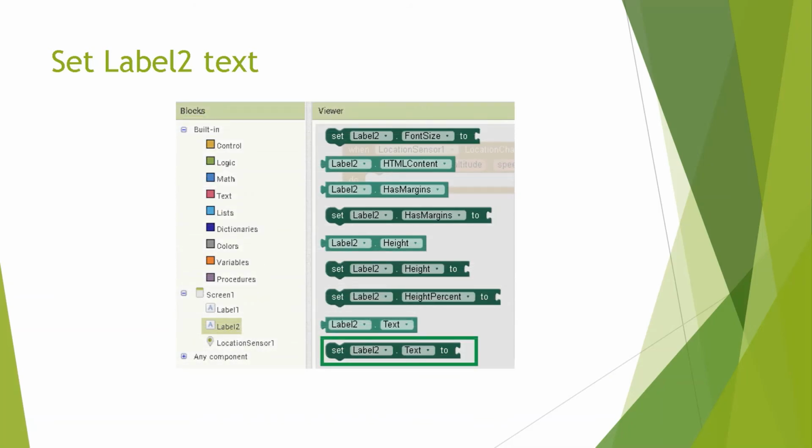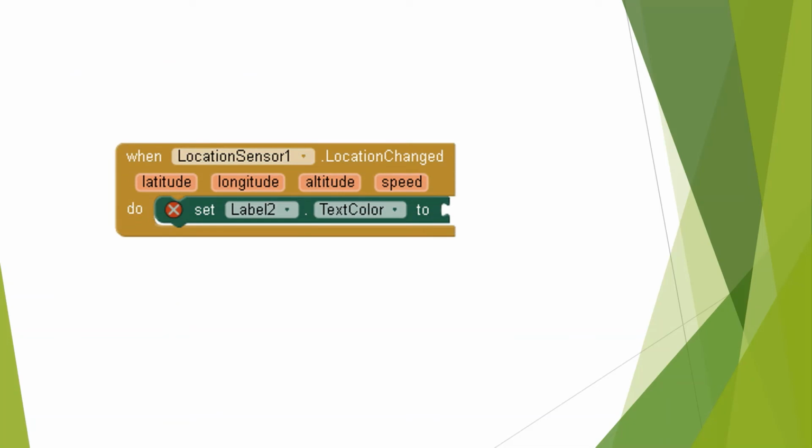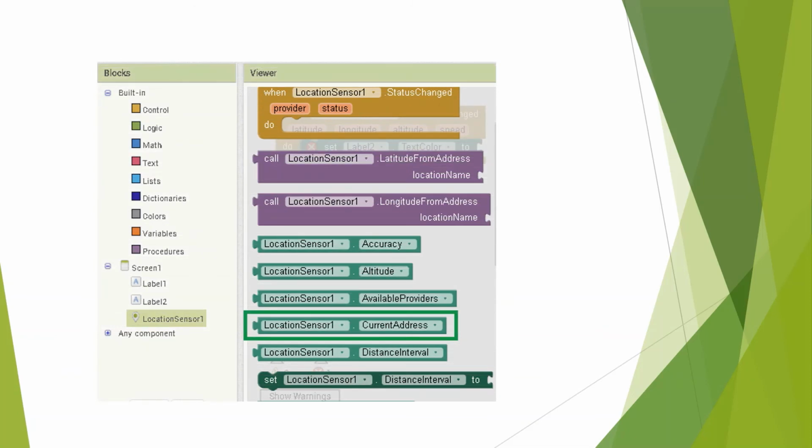From left side blocks, select Label 2. Select Set Label 2. Text. Drag it under Location changed event. From left side blocks, select Location Sensor 1. Select Location Sensor 1. Current address. Drag it under Location changed event.